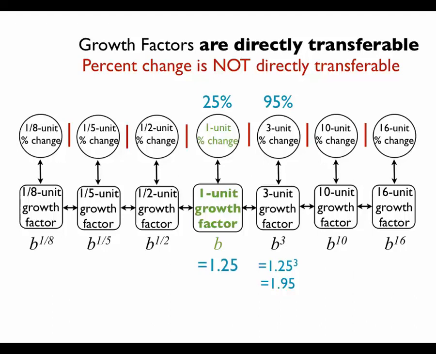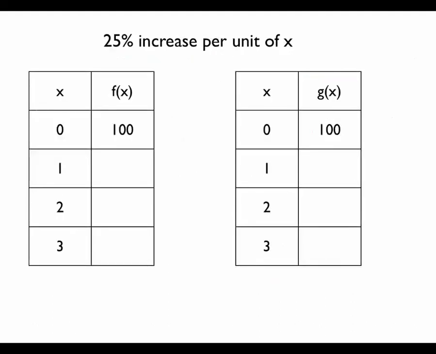Okay? Can't do it. So the question is, why? What's going on here? Why don't we get that? So let's investigate this. We're going to talk about 25% increase per unit of x. And we'll just say that the initial value is 100 to make it nice and easy. So if we increase by 25%, what will we have after 1 unit? That should be an easy question.